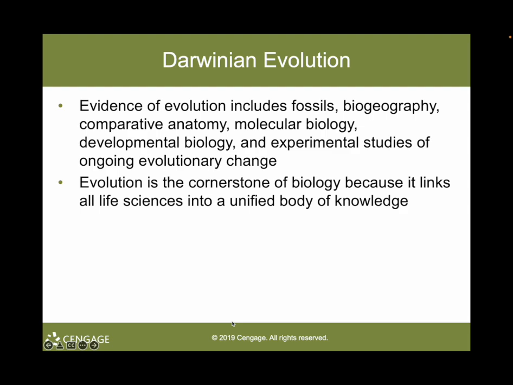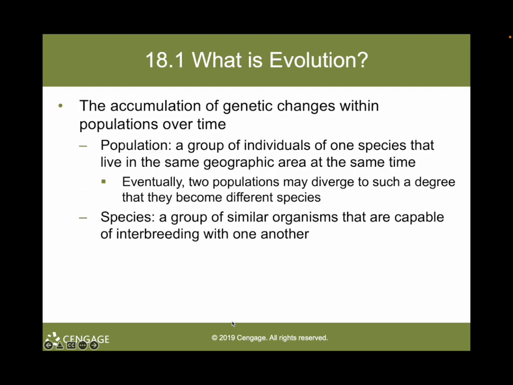These changes may be so small that they are difficult to detect, or so great that the population differs markedly from its ancestral population. So eventually, two populations may diverge to such a degree that we refer to them as different species. And this concept will be brought up extensively in the next two chapters, in Chapter 20 particularly. So for now, a simple working definition of a species is a group of organisms with similar genetic information, structure, function, and behavior that are capable of interbreeding with one another.